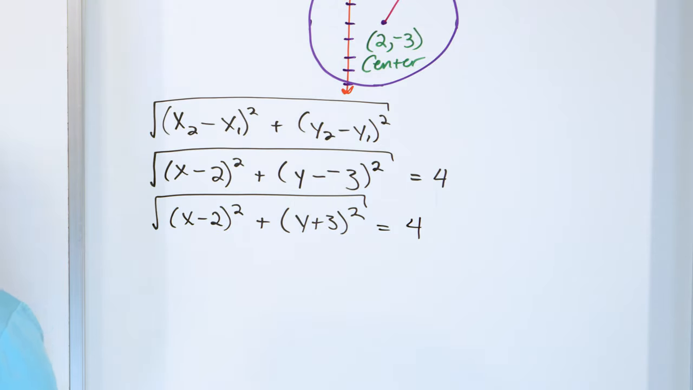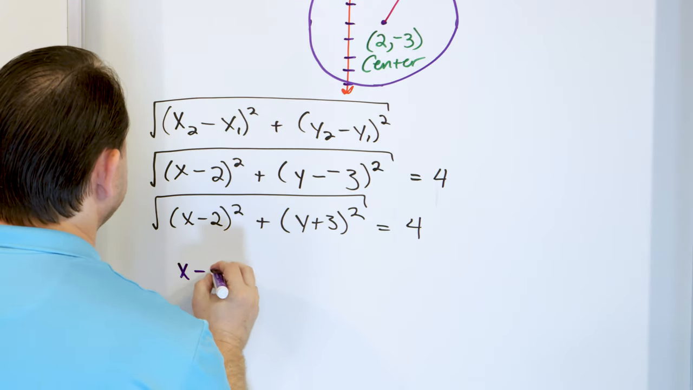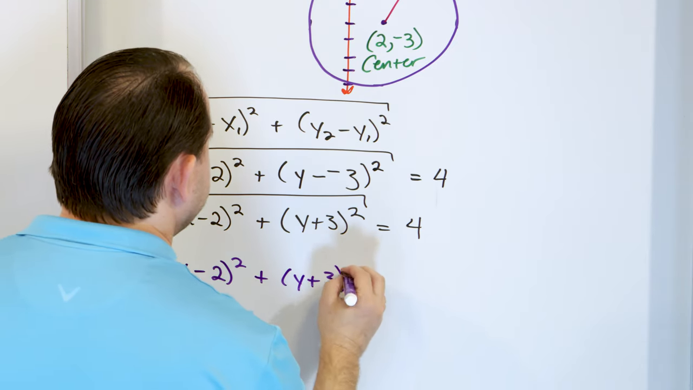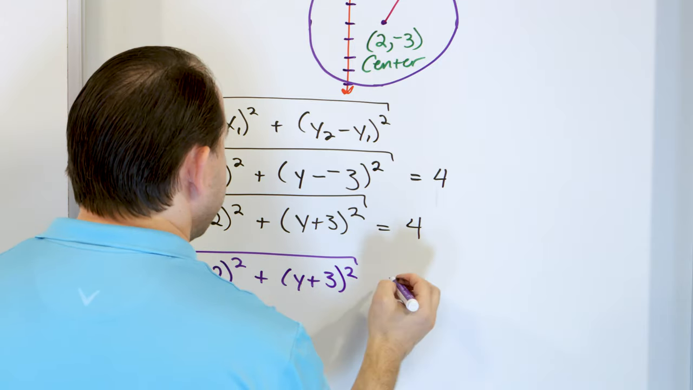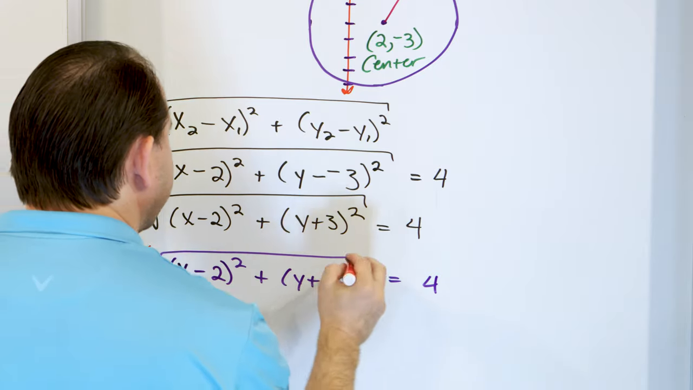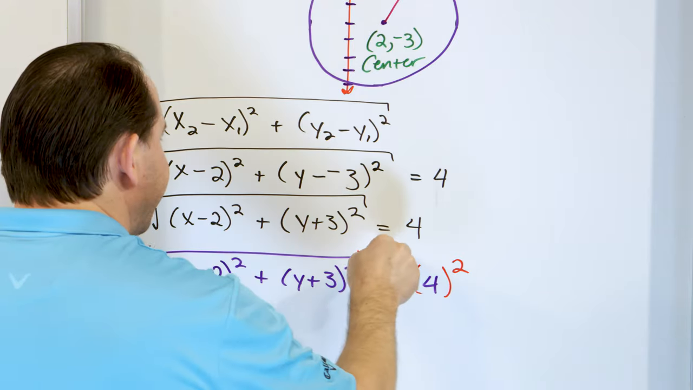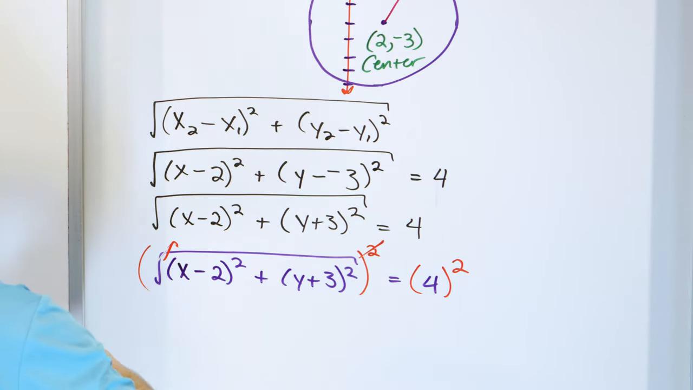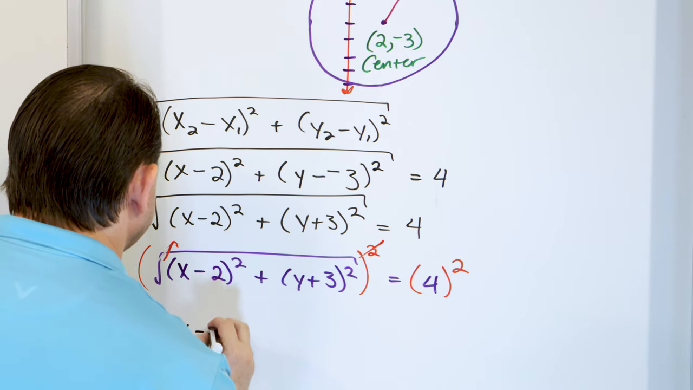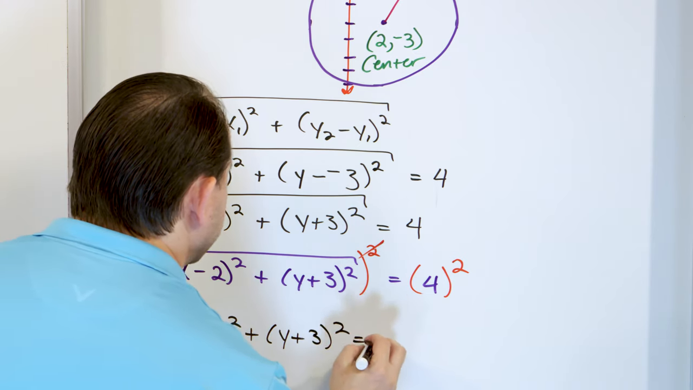Now the same exact sort of thing can happen. In order to get rid of the square root, we can just square both sides. To make it clear, I'm saying the square root of x - 2 quantity squared plus y + 3 quantity squared equals 4. It's an equation, so I can do what I want to both sides. I'm going to square the left-hand side, so I also have to square the right-hand side. Immediately, the square cancels with the square root, and what you're left with is just what's underneath. x minus 2 quantity squared plus y plus 3 quantity squared is equal to 16.